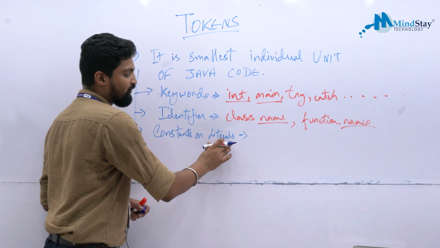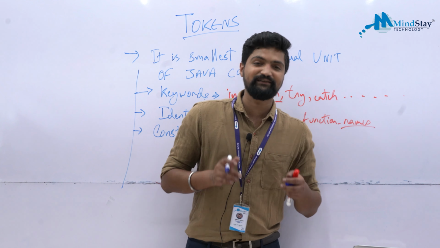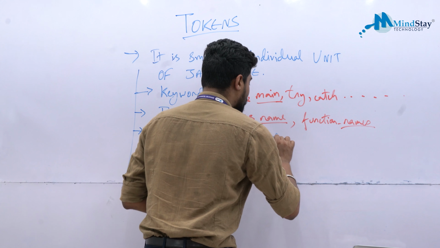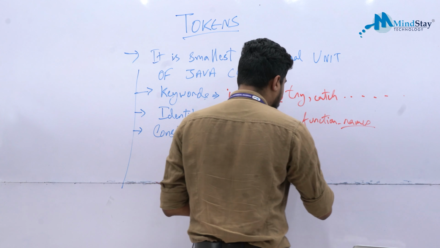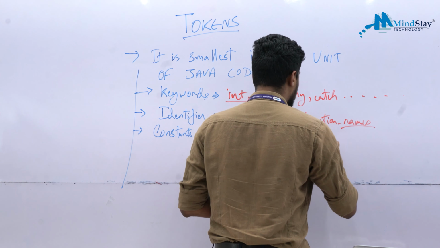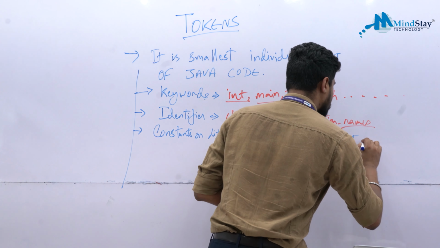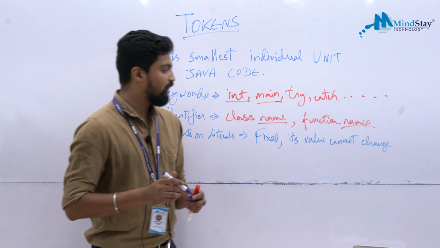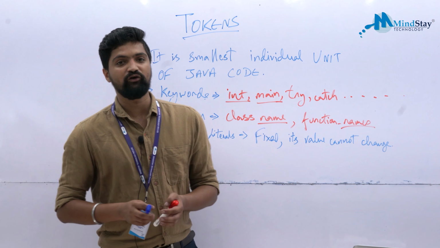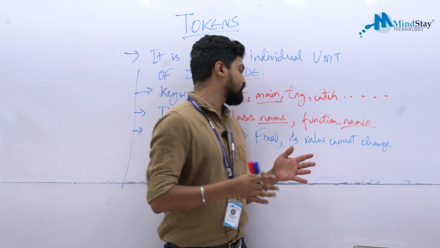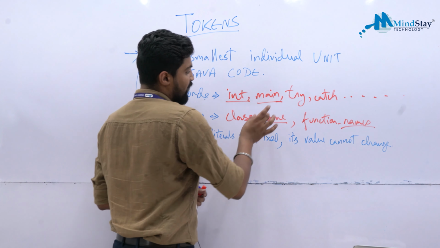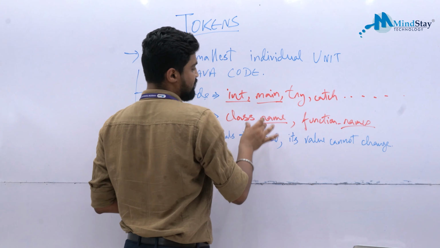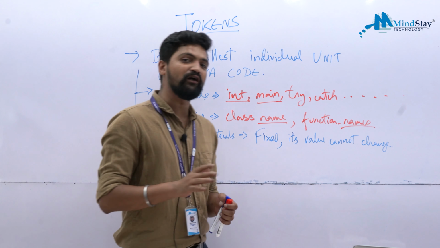Now, a constant or a literal, by the word itself, means fixed. When I say it's fixed, in short, its value cannot change. For example, we have multiple predefined values or sets, or let's say the main function. The value of the main function, whatever it is, will not change. It will always remain as the main function.